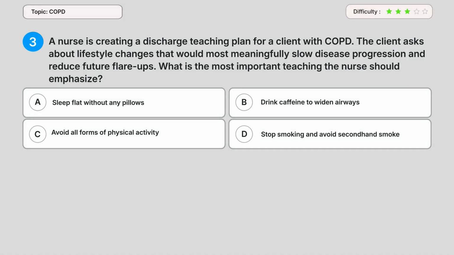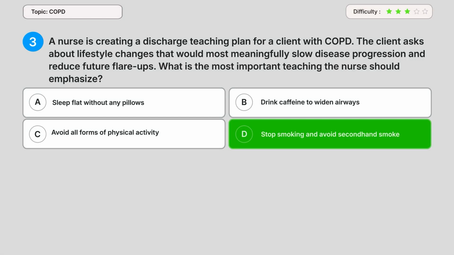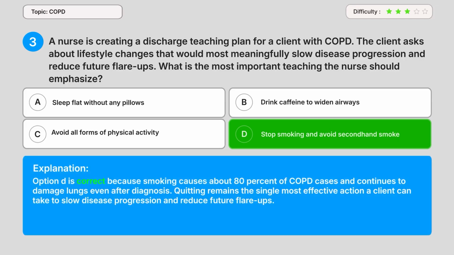Correct answer, D. Stop smoking and avoid secondhand smoke. Explanation: Option D is correct because smoking causes about 80% of COPD cases and continues to damage lungs even after diagnosis. Quitting remains the single most effective action a client can take to slow disease progression and reduce future flare-ups.